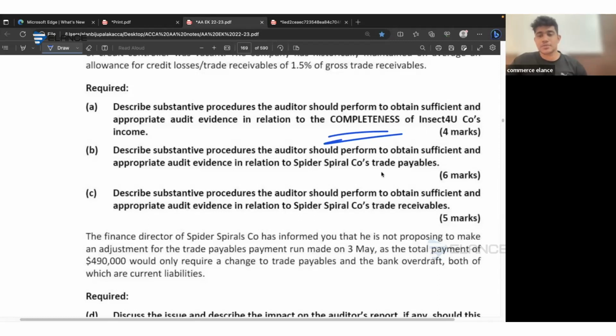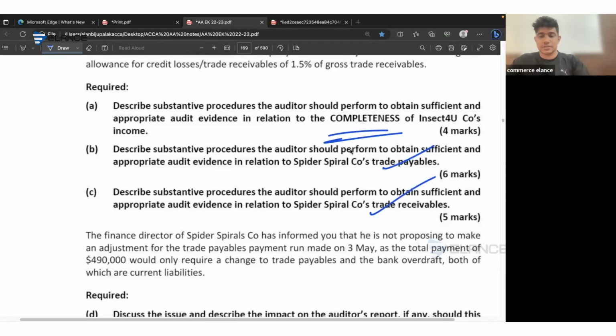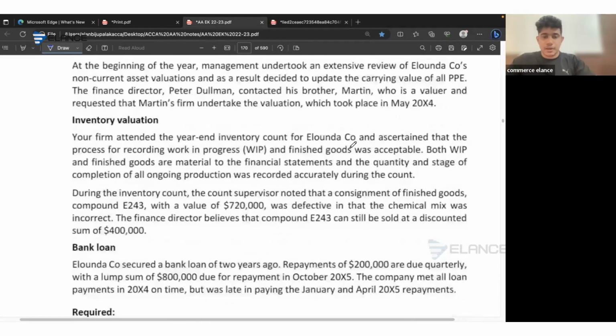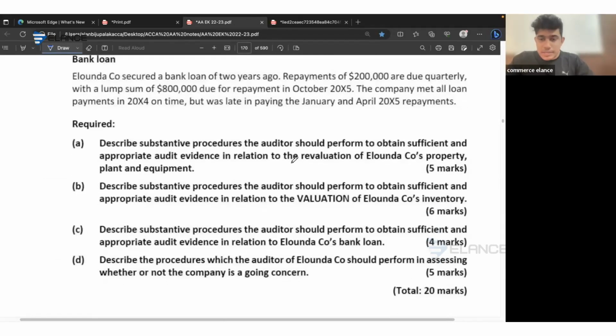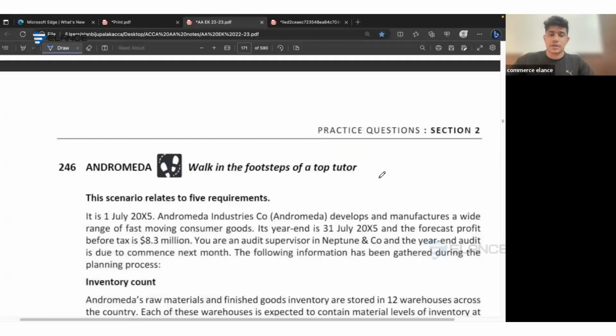They have asked us for trade payables. They have asked us the substantive procedures we need to perform to obtain in relation to the trade receivables as well. Also, see, they have asked us for revaluation of the PPE. We have studied the points specifically for revaluation of PPE. Valuation of inventory is asked. That's why I've already told you that valuation of inventory is important. Then in relation to the bank balance and relation to going concern.